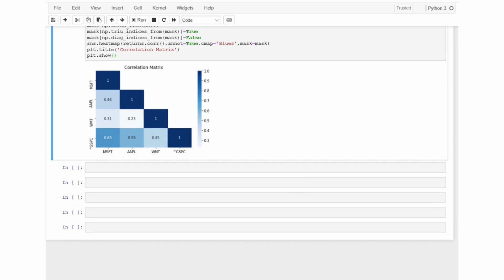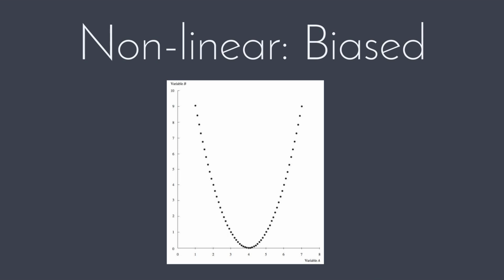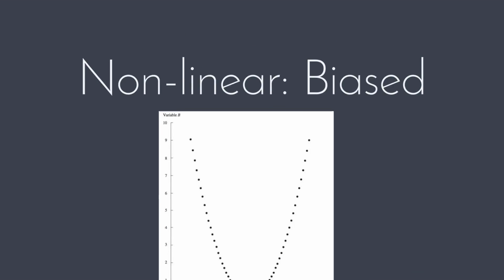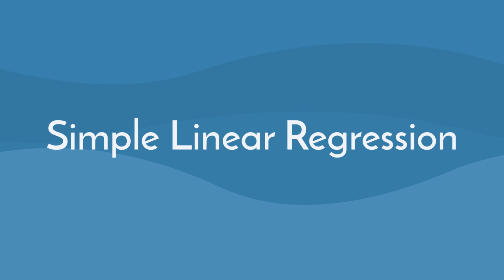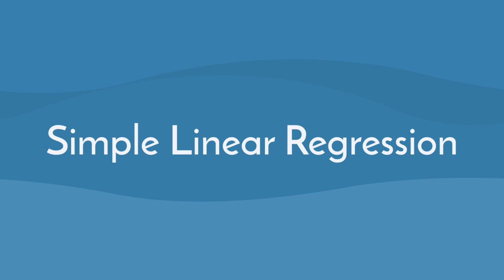Covariance and correlation only work for linear relationships between the variables and will provide a biased estimate of strength of relationship for non-linear association patterns. Finally, remember that correlation does not imply causation. In the next video, we will learn about the simple linear regression model that can be used to find the causal relationship between the two variables.